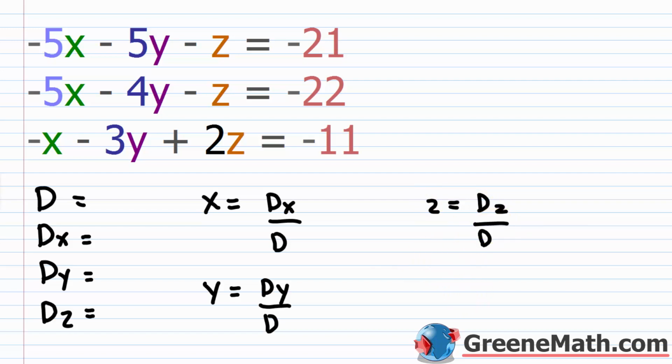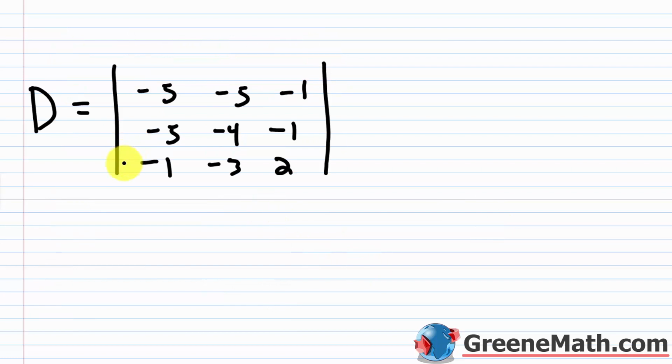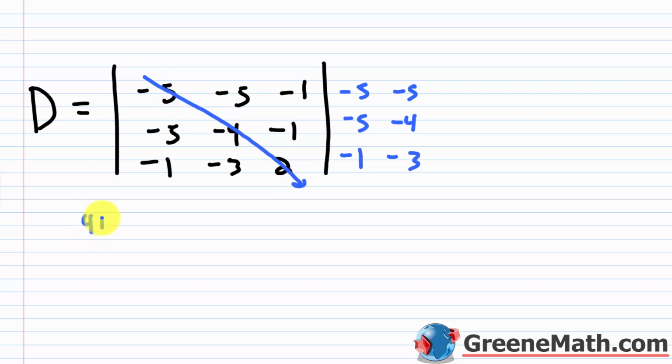And let's go down and start out with the value for d, because this is going to be used in everything. So let's just knock this one out first. Again, the quick way to do this is just to copy the first two columns. So you have your negative 5, negative 1, negative 5, negative 4, and negative 3. Again, you're going to multiply down on that diagonal. So I'm going to go down this way. So negative 5 times negative 4 times 2. Negative 5 times negative 4 is 20. 20 times 2 is 40.